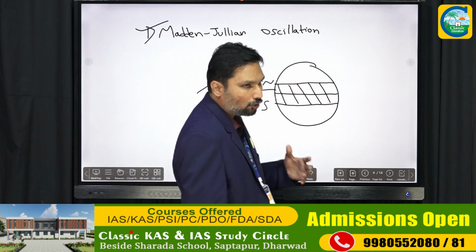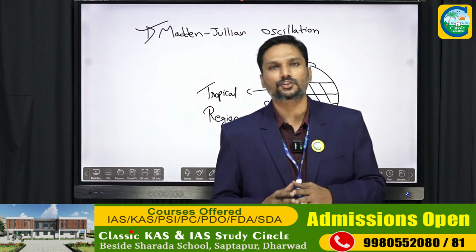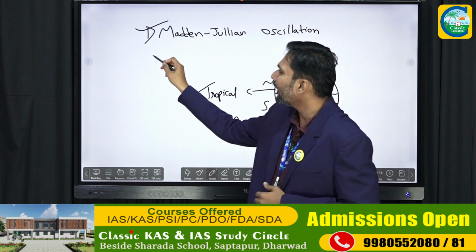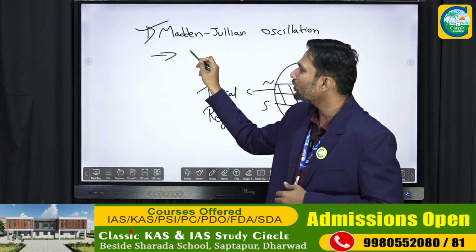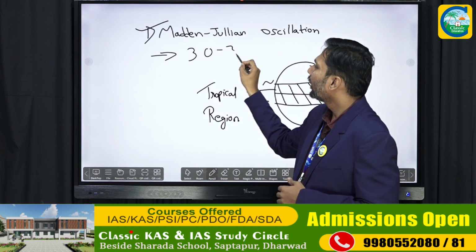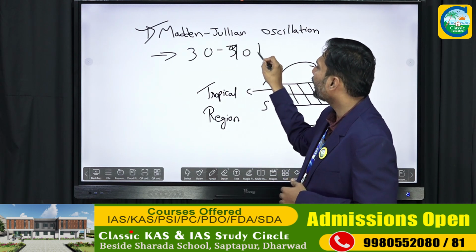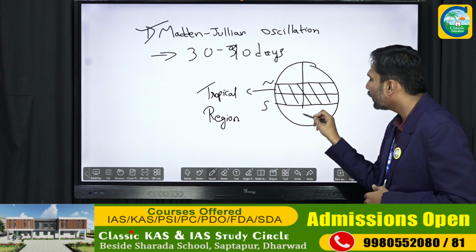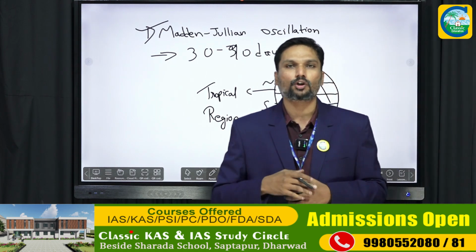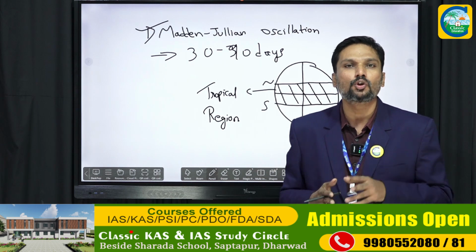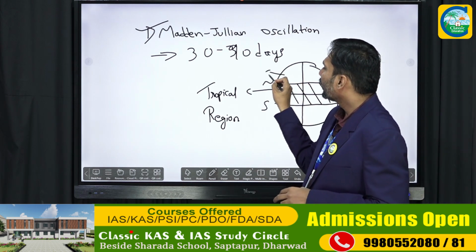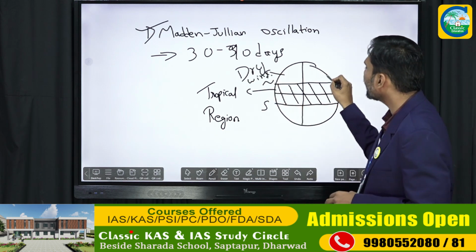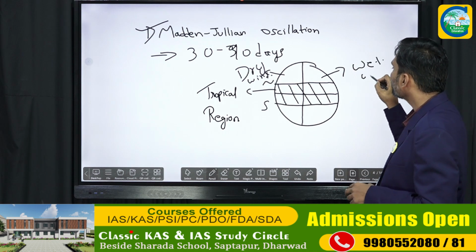So in this part of our globe, there is an atmospheric circulation which is called Madden-Julian oscillation. The duration of this oscillation is 30 to 90 days. And in this specific phenomenon, it splits the entire globe into two halves. In one half there are dry winds, and in the other half there are wet winds.